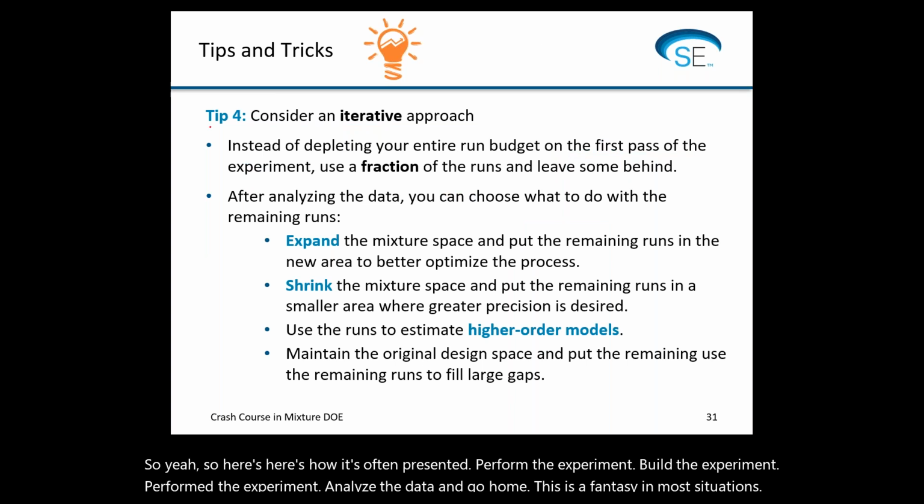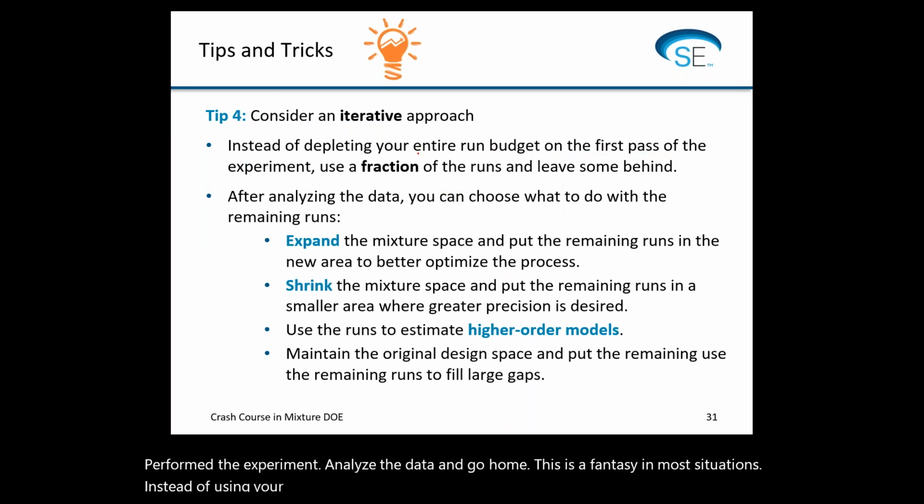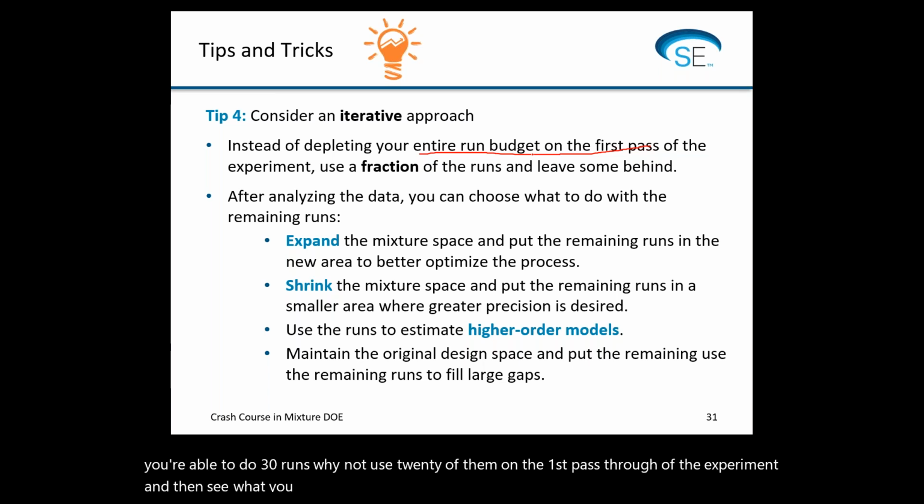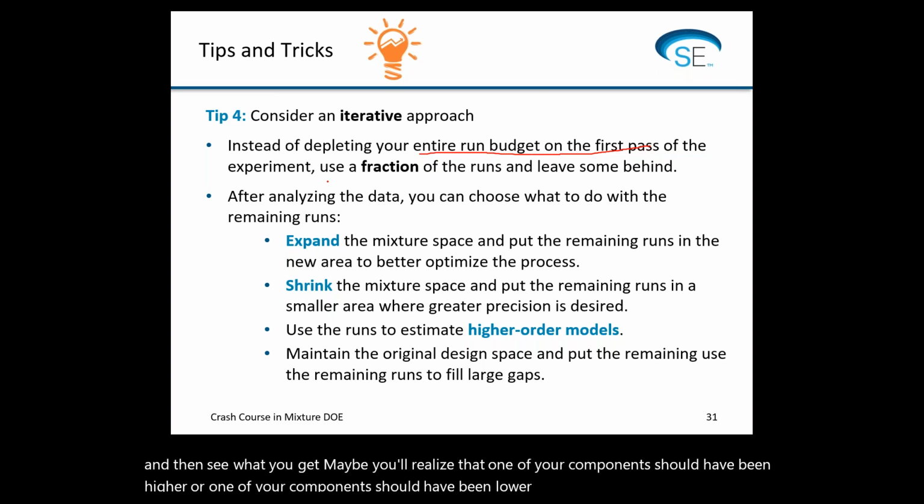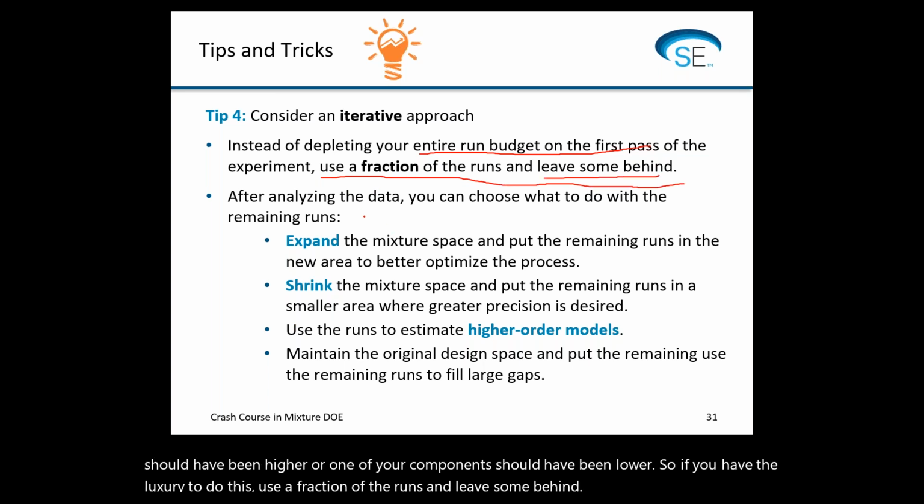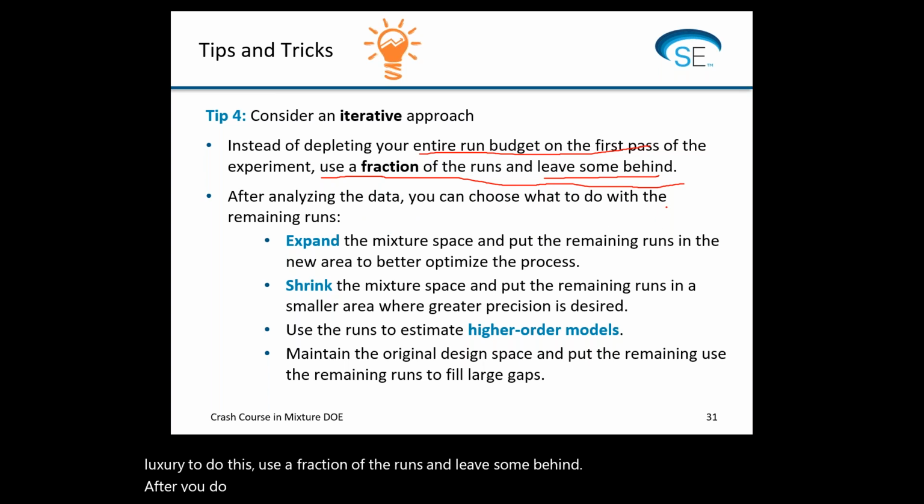Instead of using your entire run budget on the first pass through, why not? For example, if you're able to do 30 runs, why not use 20 of them on the first pass through of the experiment and then see what you get? Maybe you'll realize that one of your components should have been higher, or one of your components should have been lower. So if you have the luxury to do this, use a fraction of the runs and leave some behind. After you do your smaller preliminary experiment, you could choose what to do with the remaining runs.